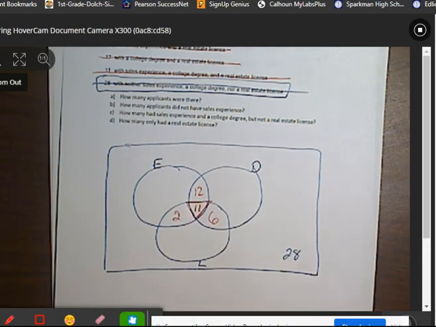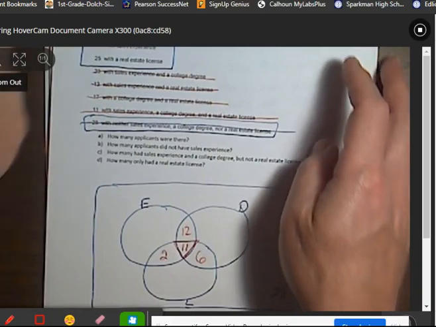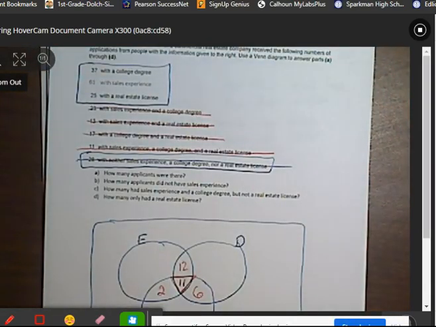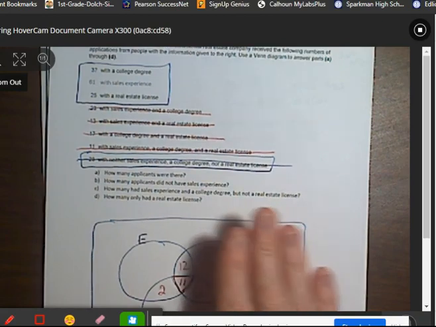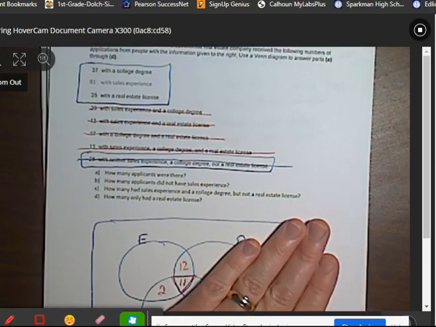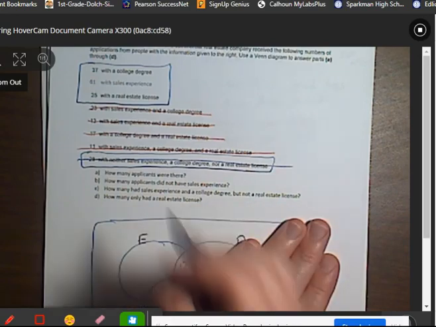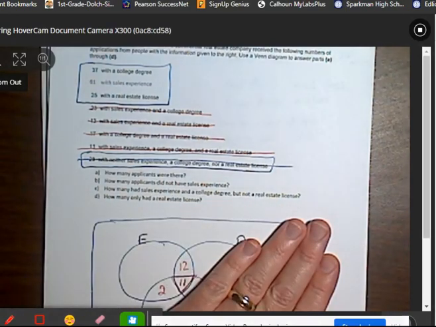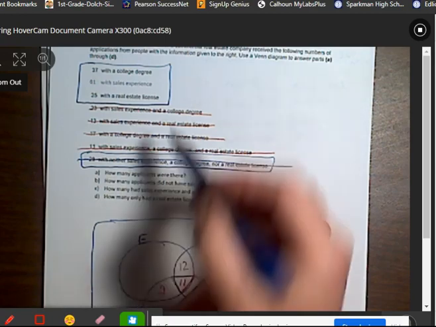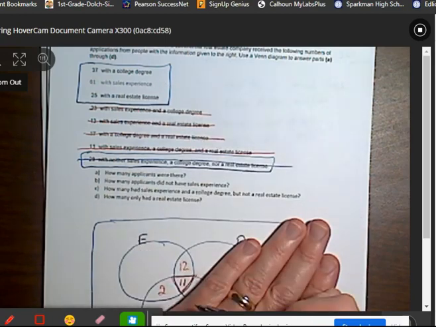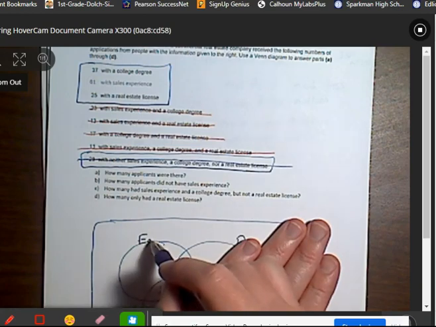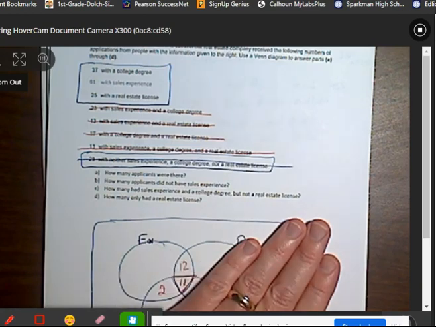Okay, and then what you can do from there is go back to the questions you had in the beginning, because it said back here in the beginning that if we look at just the E part, if we cover everything else up except for the E, which was that circle, it said there was a total of 61 people. There were 61 people that had experience. So you can almost put a 61 by the E there.